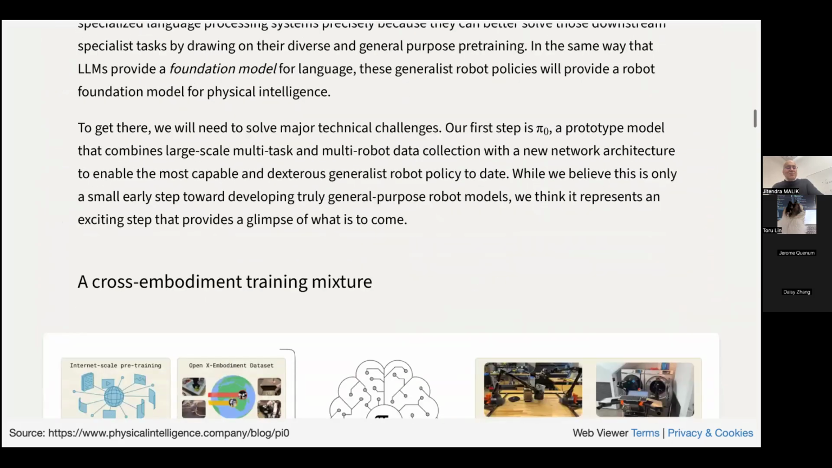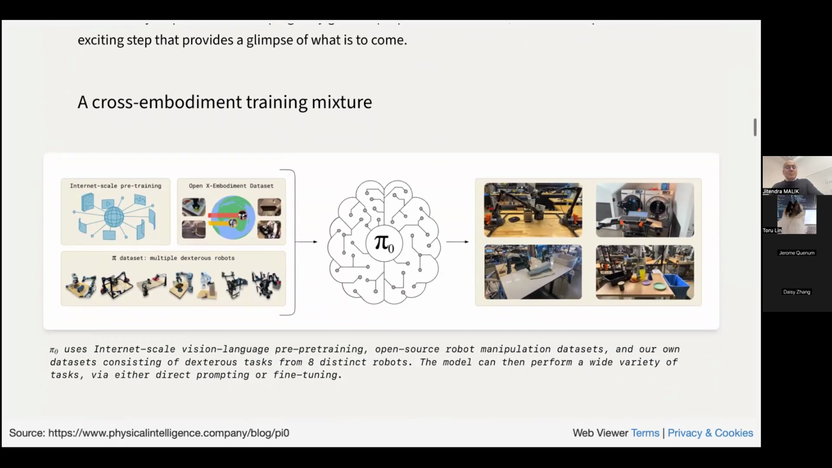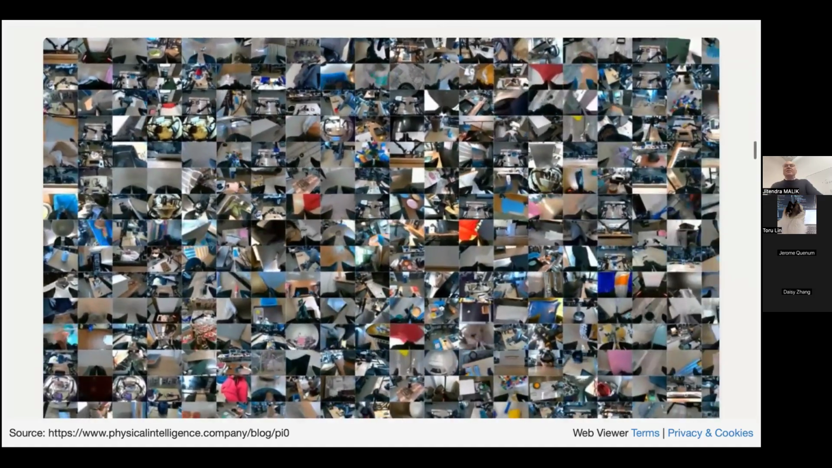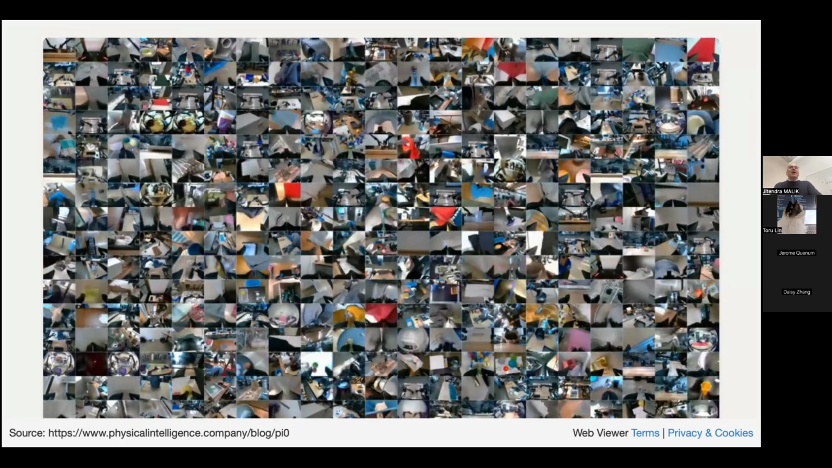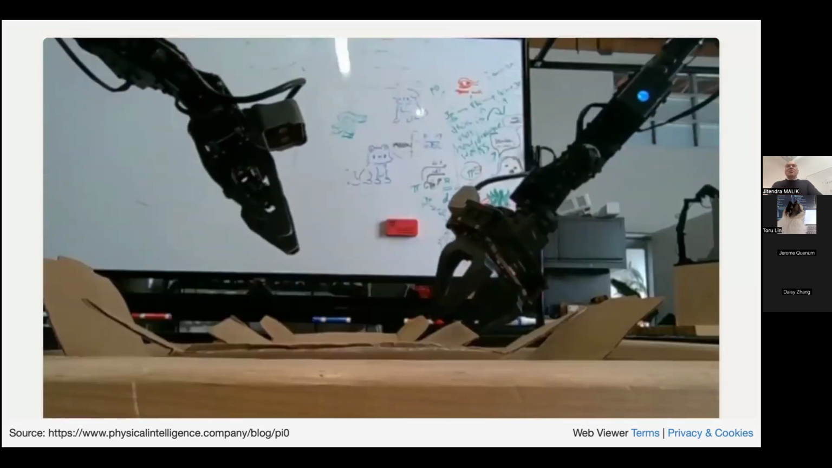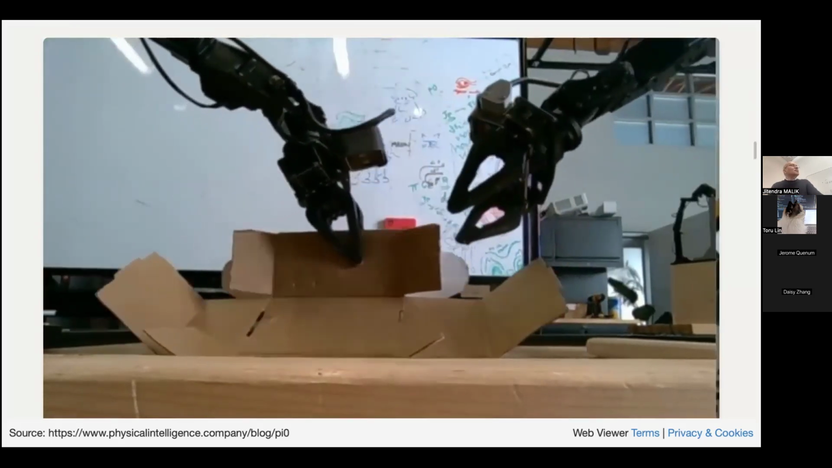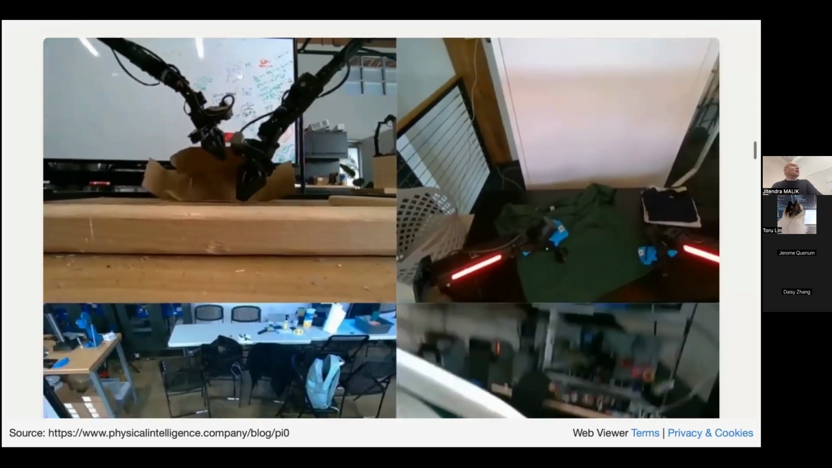Are there more demos here? There's some other stuff about using different robot embodiments, but to me, that's not the central issue. The central issue is, if you can't do the task well with one robot, then you're not going to do it better with eight robots, right? So this is one of their examples, folding a cardboard box.